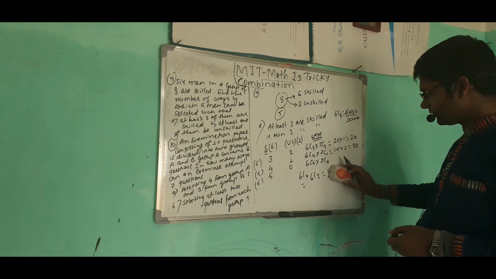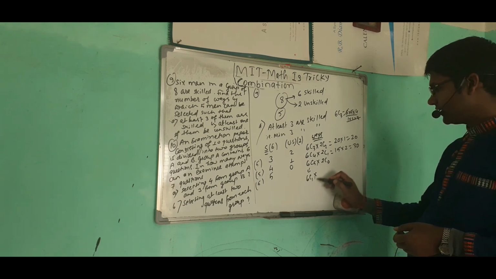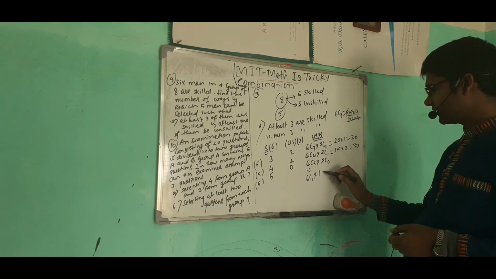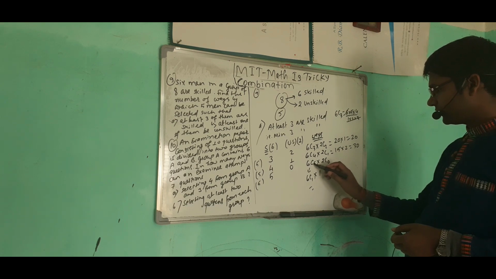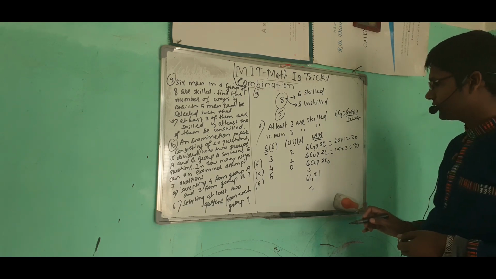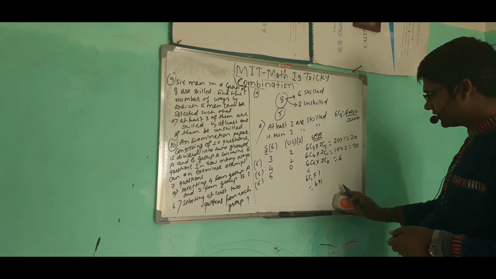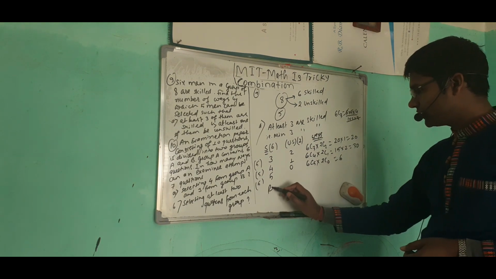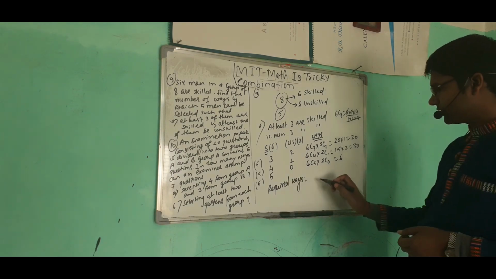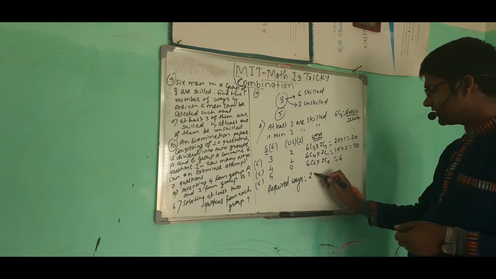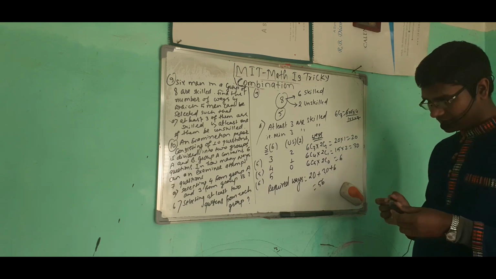Now for this 6C5, it is 6C1 into 1. 2C0 is 1. So out of 6 we can choose 5. So it is giving 6 into 1, 6. So what is the total number? The required ways will be, let's add all of them. 20 plus 30 plus 6, answer is 56. Okay, this is our answer.